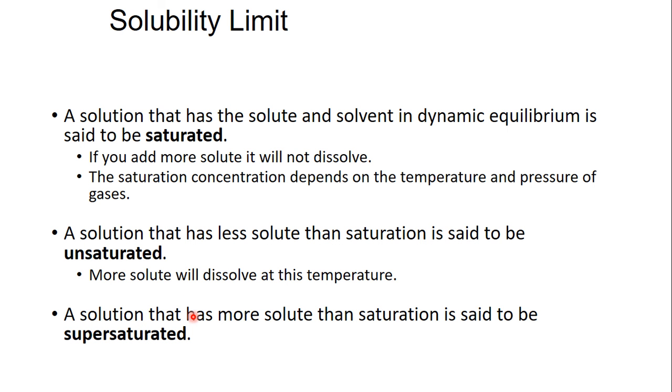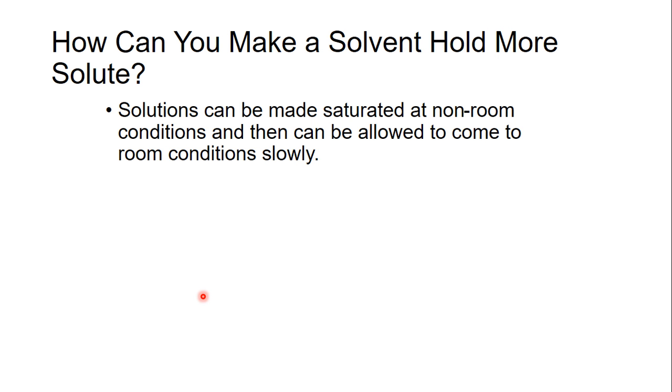However, it is possible to put more solute into your solution than what is theoretically possible, and we call this a supersaturated solution. Very unstable, and your solute will fall out very easily, but it is possible to make a supersaturated solution. So let's take a look at this. Let's say you are dissolving salt in water, and you heat up your water to 90 degrees centigrade, and then you dissolve your salt in that water to its solubility limit to make a saturated solution.